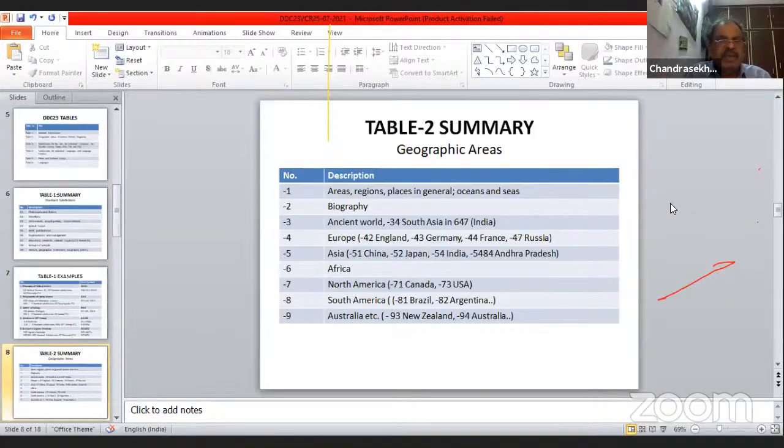So for example, 3-4 is India, ancient India. 4 is Europe, 42 England, 43 Germany, 44 France, 47 Russia. So you try to remember these things. From 4 onwards is the modern world. Modern Europe is 4, modern Asia is 5, 5-1 is China, 5-2 is Japan, 5-4 India, modern India, 5-4-8-4 Andhra Pradesh. There is no number for Telangana as of now because the classification was published in 2011.